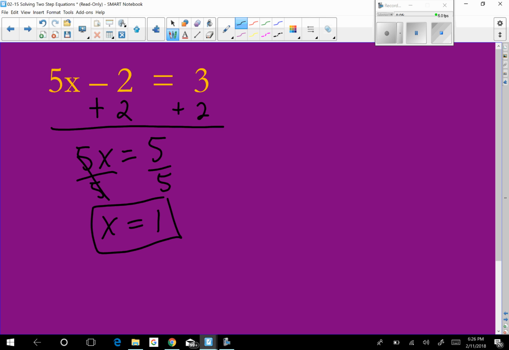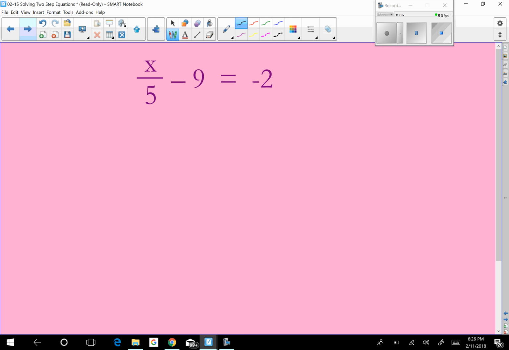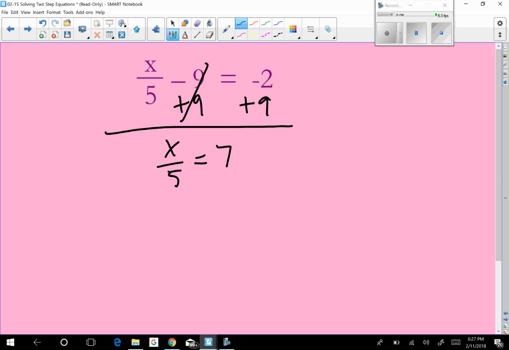So again, notice we're undoing any addition or subtraction first, and then we're undoing any division or multiplication next. So working PEMDAS backwards. Okay, we have x divided by 5 minus 9 equals negative 2. So let's get rid of this minus 9 with a plus 9. Those will cancel. We have x divided by 5 is equal to, now we have 9 positives and 2 negatives. That's going to give us 7 positives because we have different signs, so you subtract. So now we have x divided by 5 is equal to 7.